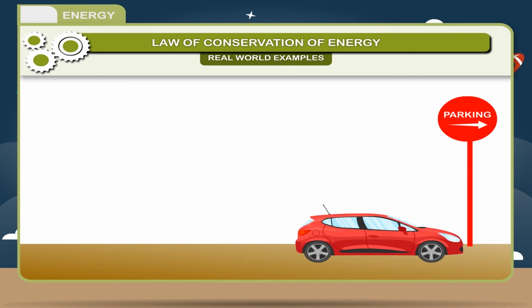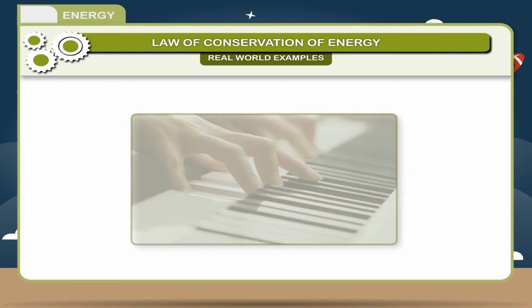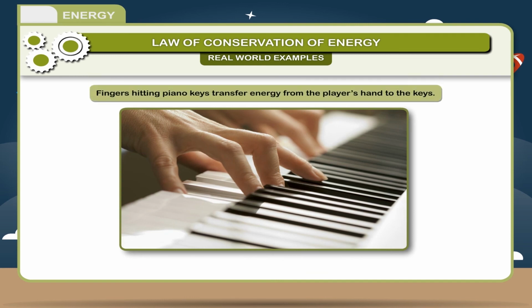3. When a moving car hits a parked car and causes the parked car to move, energy is transferred from the moving car to the parked car. 4. Fingers hitting piano keys transfer energy from the player's hand to the keys.